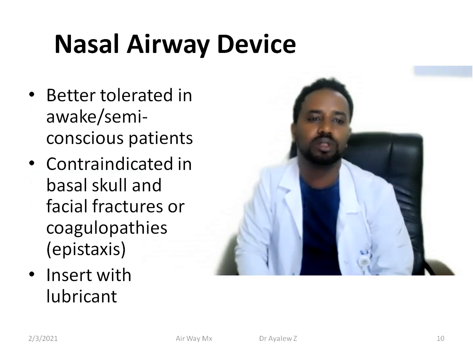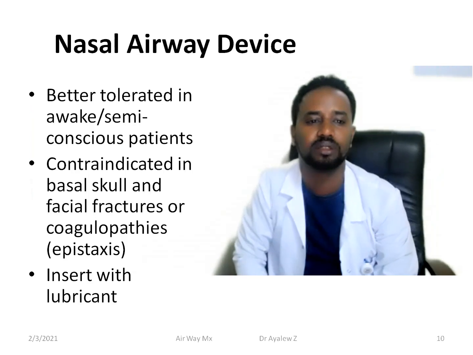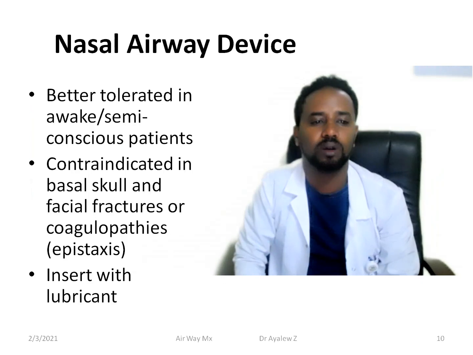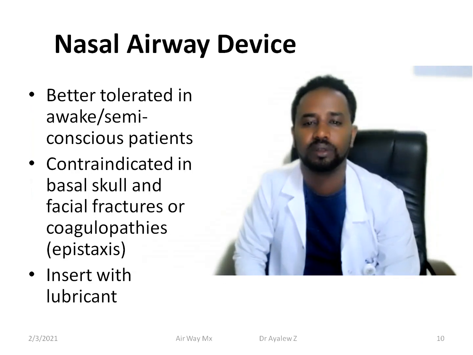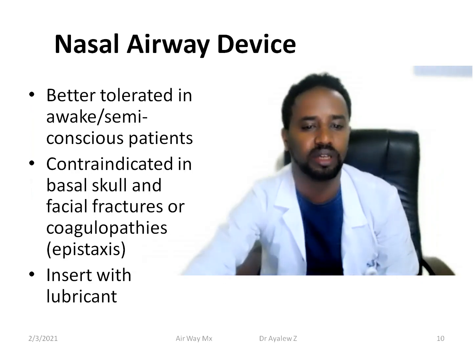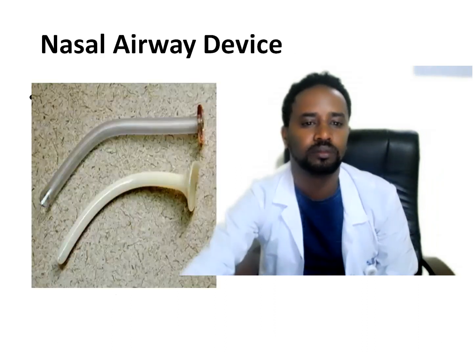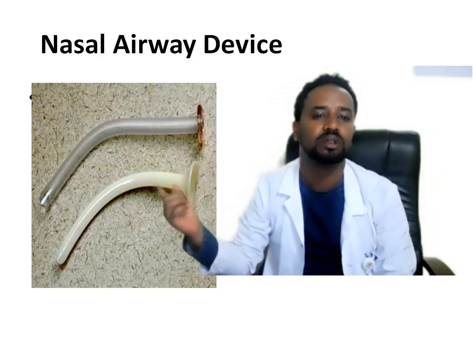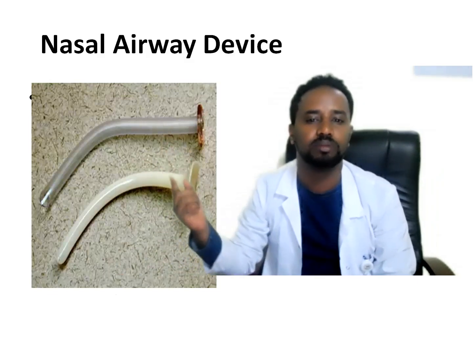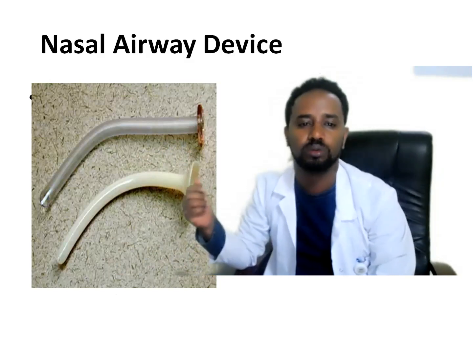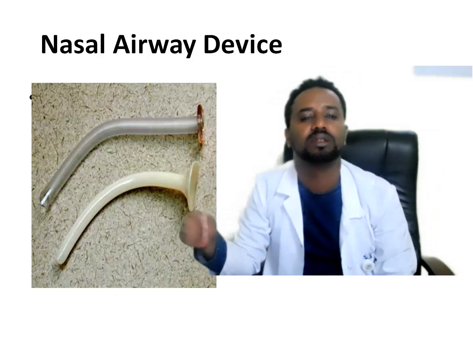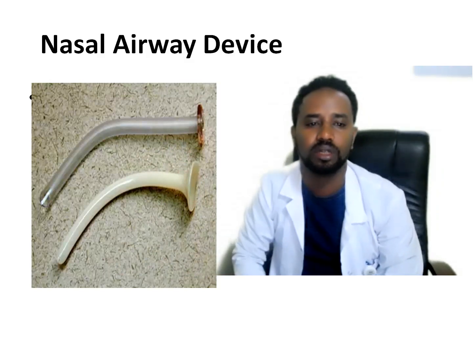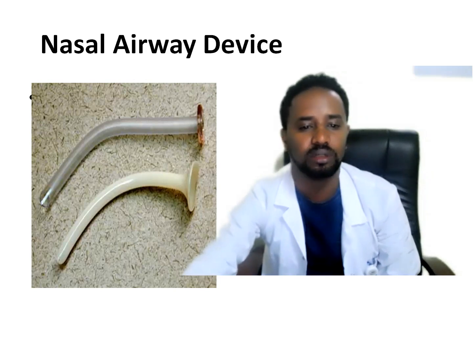There is the nasal airway, which is better tolerated in a semi-conscious patient, but is contraindicated in a patient with basal skull fracture, coagulopathy, or facial fracture, and you have to insert it with lubricant. So here are the different types of nasal airways. You measure the size from the nose to the tragus, and after you measure, you lubricate, and then you insert it the way you insert the oral airway.